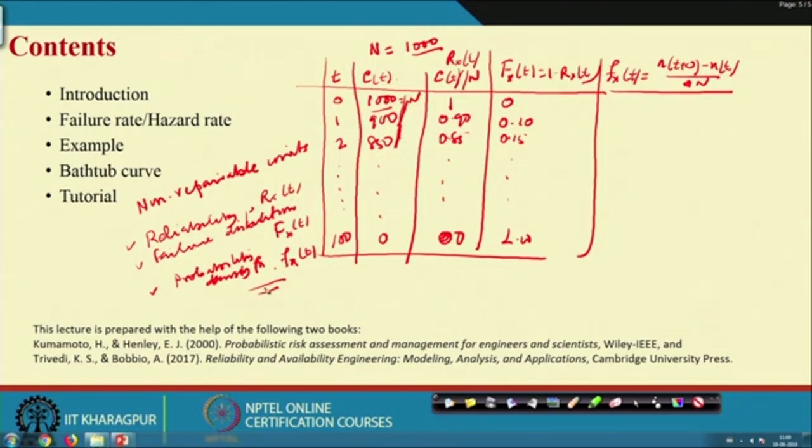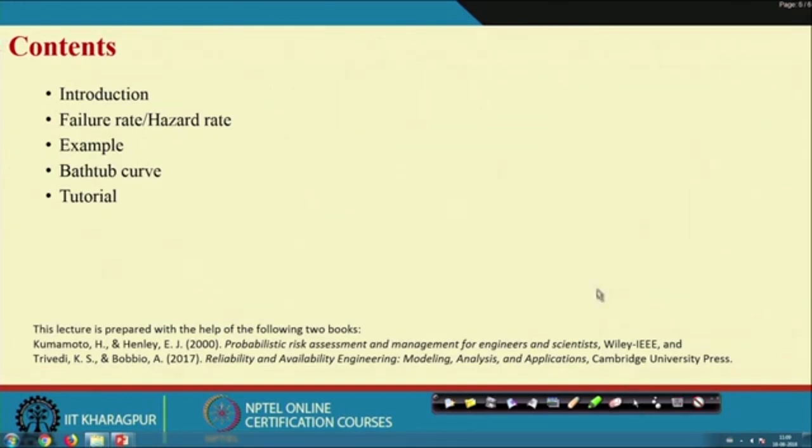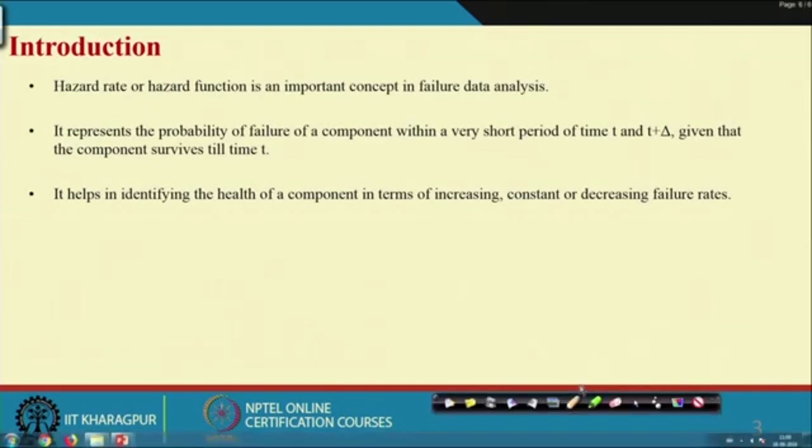Today we will be discussing another important concept called hazard rate. With an example, we will finally discuss the bathtub curve, and then you will see one tutorial. So, what is hazard rate? Hazard rate, or hazard function, is basically the probability of failure of a component within a very short period of time, t and t plus delta, given that the component survived till time t. It helps in identifying the health of the component in terms of increasing, constant and decreasing failure rate, which we will see later on.